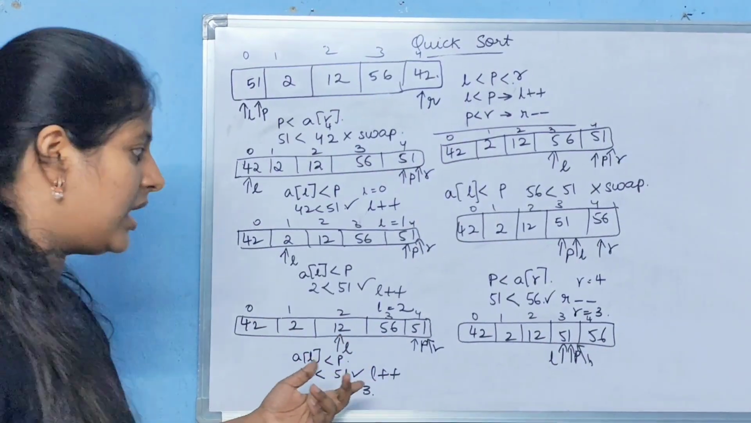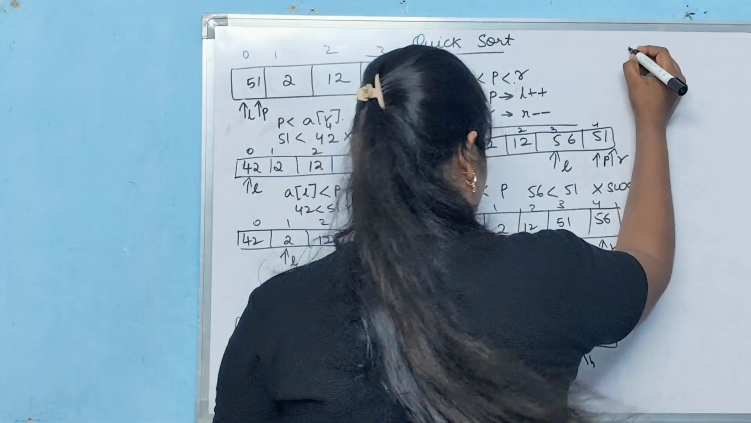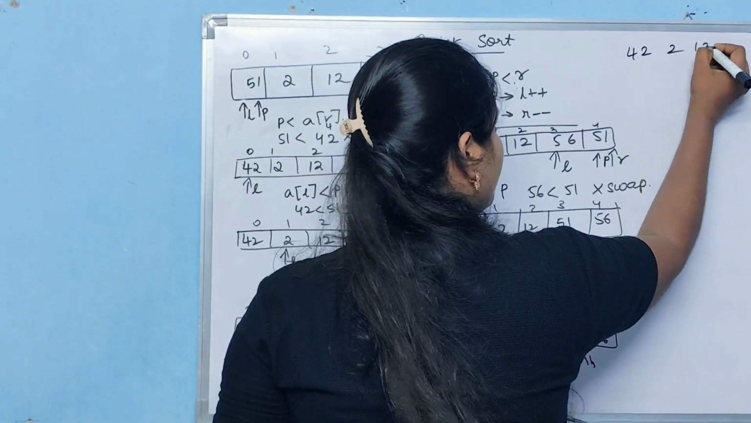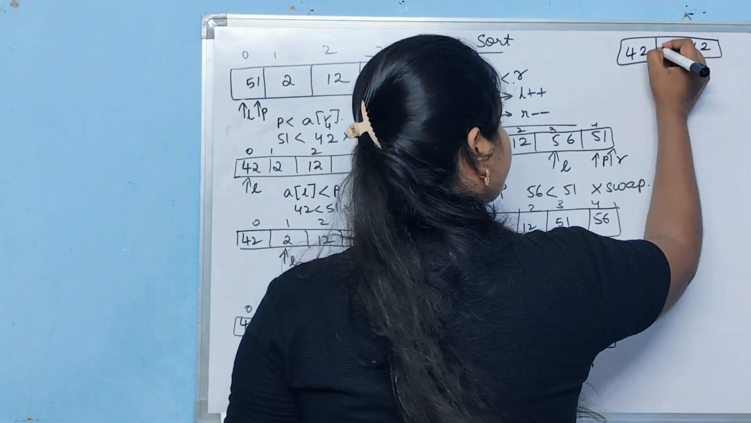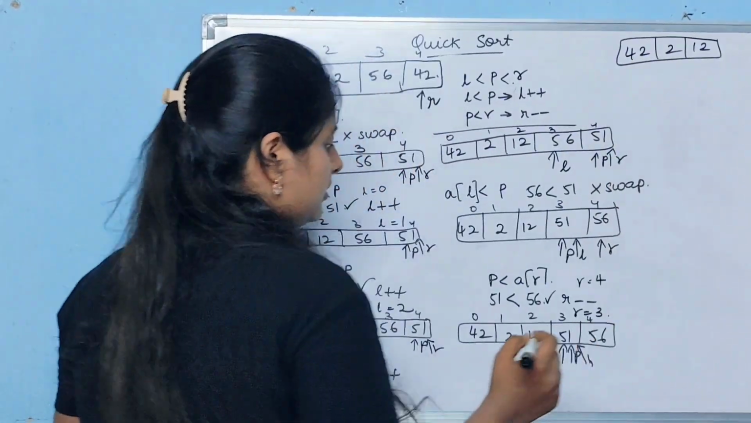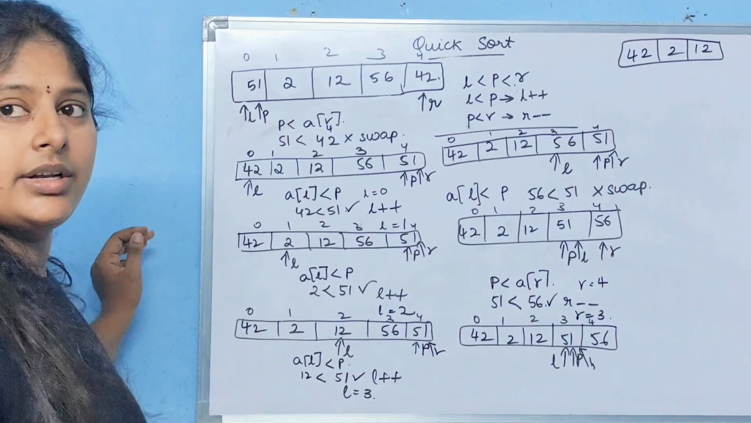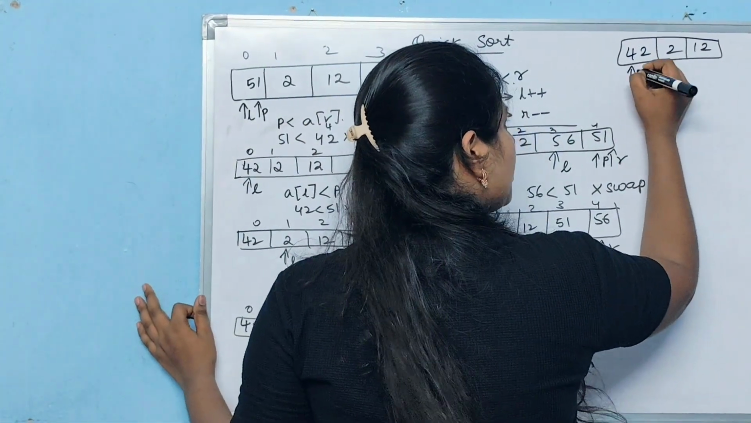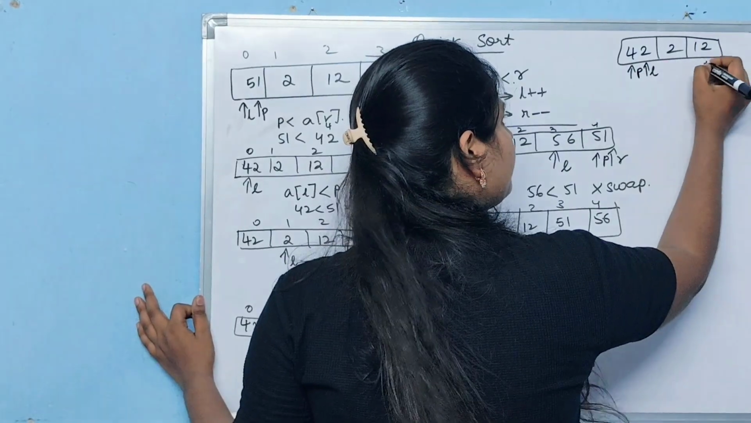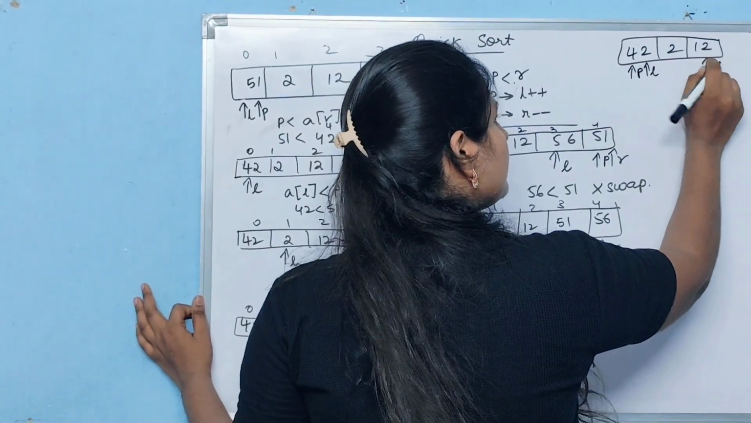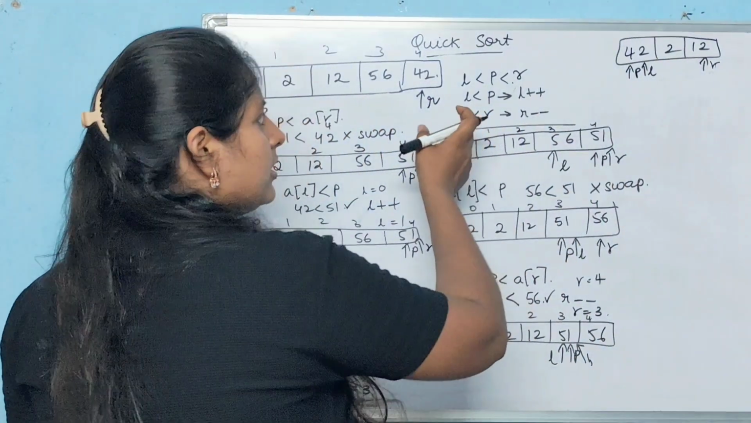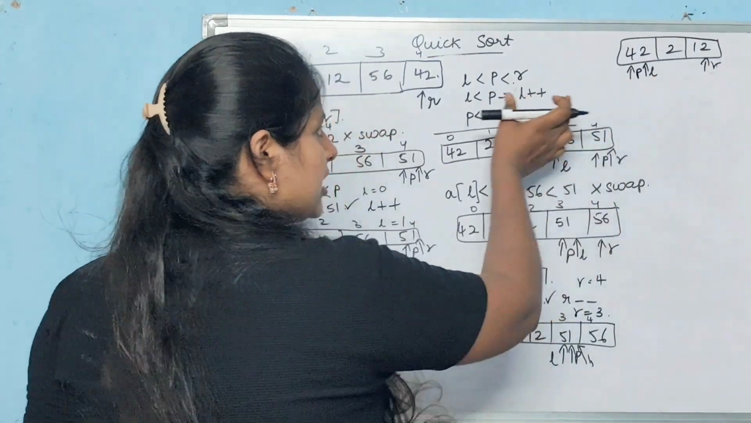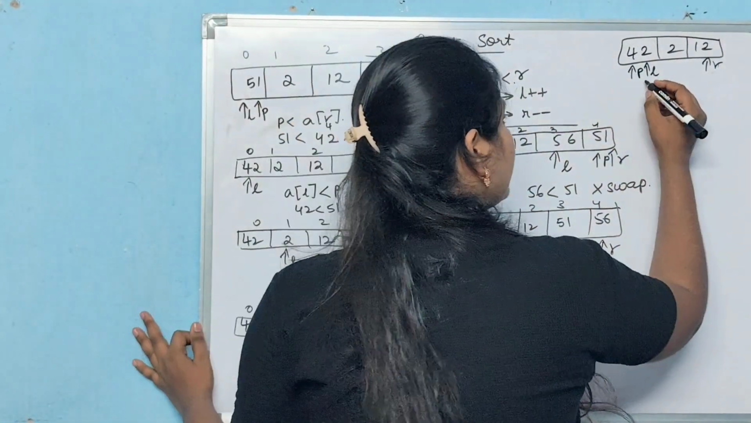Now, the array becomes half. What is my first half? 42, 2 and 12. Okay? Right? Now, consider another pivot element. Let's say this is my pivot element again, and this is my left, and this is my right. Okay? So, pivot and left are placed on the same element. So, start comparing from right side.